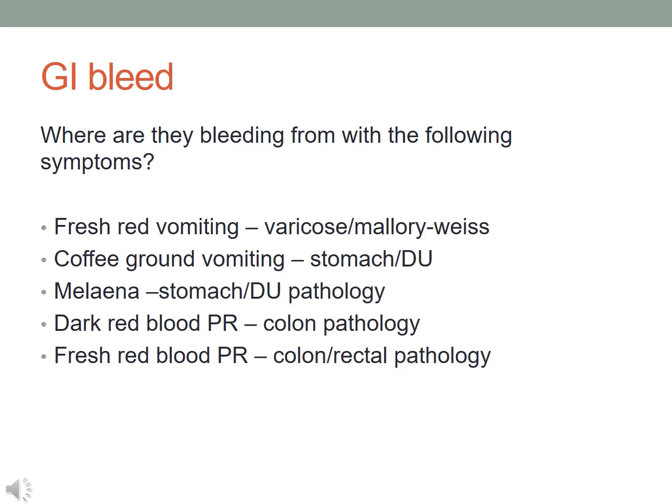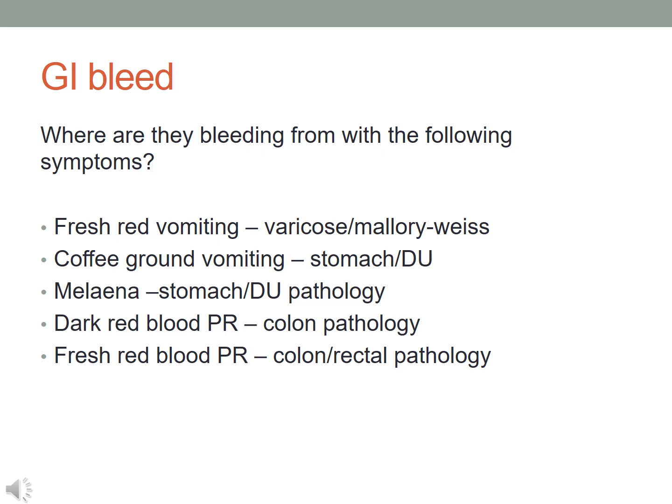So, looking at the fresh red vomitus, this is usually from a varicose or Mallory-Weiss tear. It normally occurs in the esophagus and has been a forceful vomitus up through the mouth. It doesn't tend to occur if the bleeding occurs in the stomach or lower in the gut. Coffee ground vomiting, on the other hand, does occur from the stomach or duodenal pathology, as the blood has been partially digested by the stomach's contents.